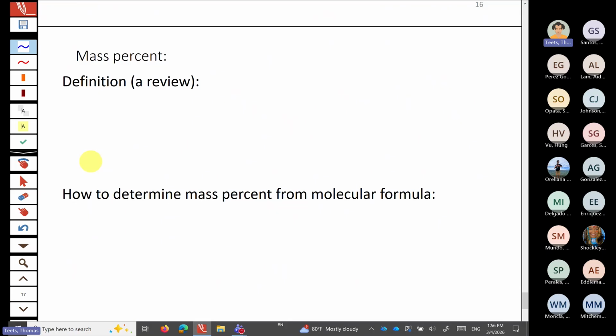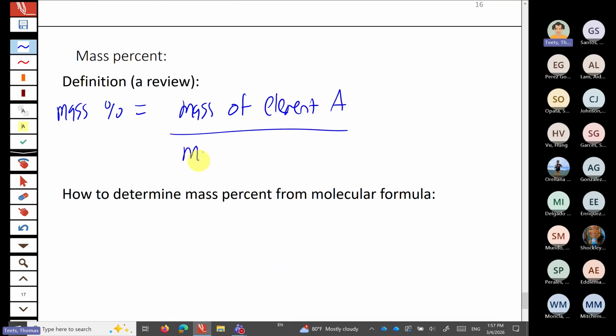But we covered mass percent back then, and it was on the very beginning of the course stuff that we did. So as a review, the mass percent of an element in a compound is how much of that element we have in the compound over the total mass of the compound itself, multiplied by 100.